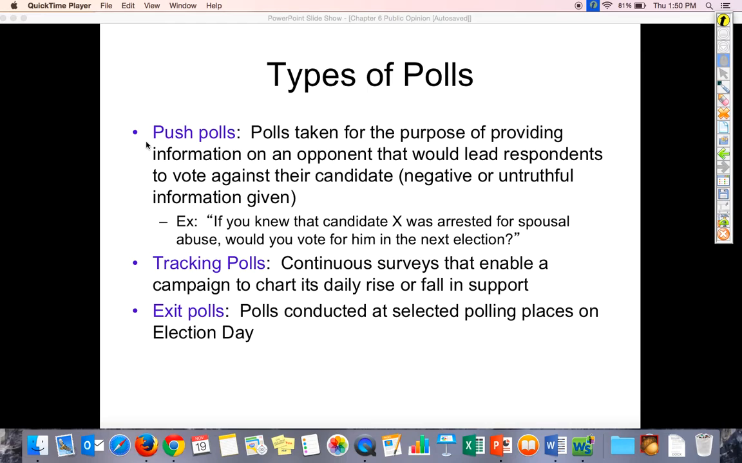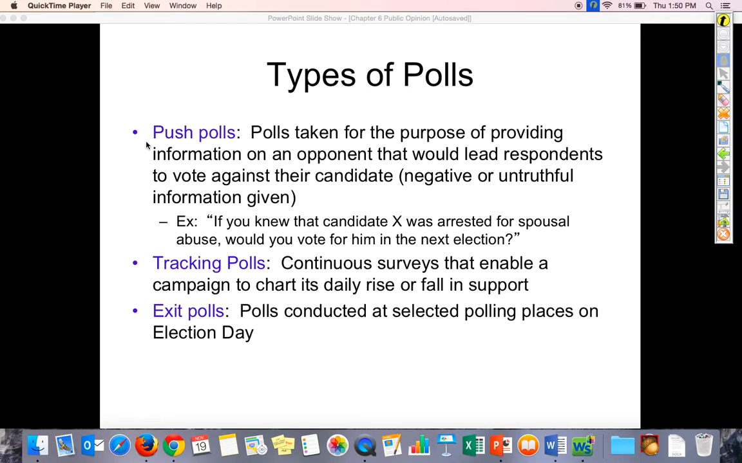So the definition says continuous surveys that enable a campaign to chart its daily rise or fall. This often is called the horse race mentality. Who's ahead? And newspapers can do this. TV stations like Fox News or CNN consistently put out tracking polls.